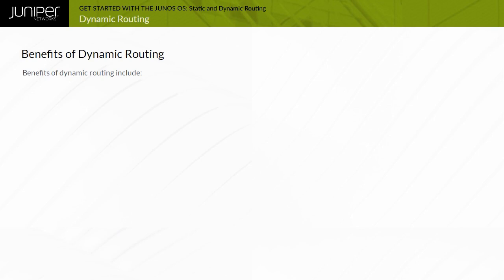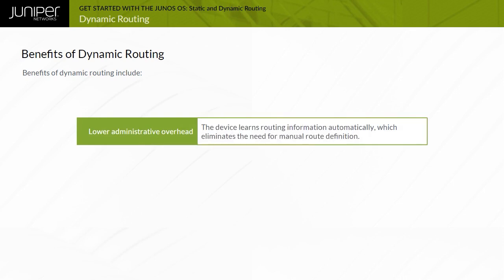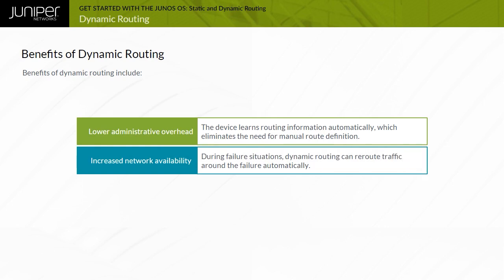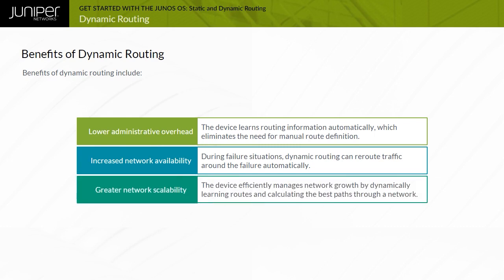Some of the general benefits of dynamic routing include lower administrative overhead. The device learns routing information automatically, which eliminates the need for manual route definition. Increased network availability: during failure situations, dynamic routing can reroute traffic around the failure automatically, as the ability to react to failures when they occur can provide increased network uptime. Greater network scalability: the device efficiently manages network growth by dynamically learning routes and calculating the best paths through a network.